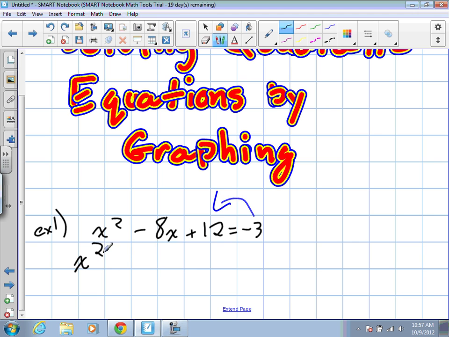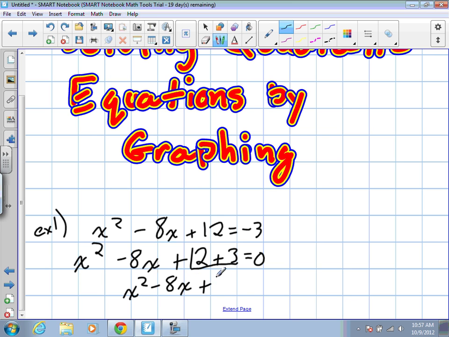When we do that, we're going to get x squared minus 8x plus 12. When the 3 comes over, it becomes plus 3 is equal to 0. We'll simplify 12 and 3. So our standard form of the equation is now x squared minus 8x plus 15 equals 0.